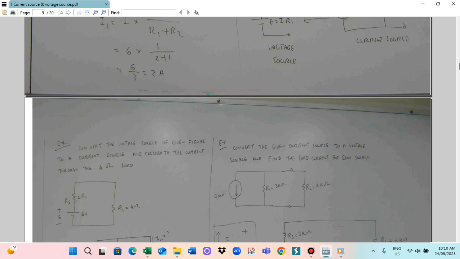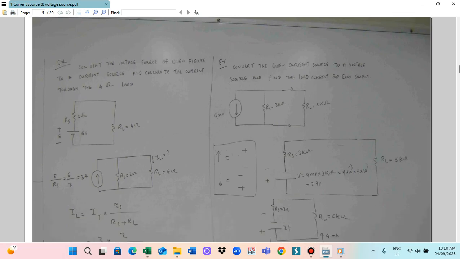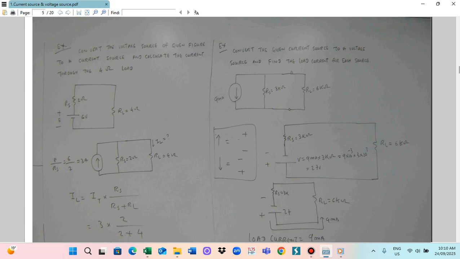For this voltage source, the voltage is 6 volt and the resistance is 2 ohm, converting to a current source. The formula is I is equal to E divided by R. So 6 volt divided by 2 gives you 3 ampere, flowing here. And this resistance is connected in parallel. So that will be the current source. Here RS is equal to 2 ohm, and this load RL is equal to 4 ohm.